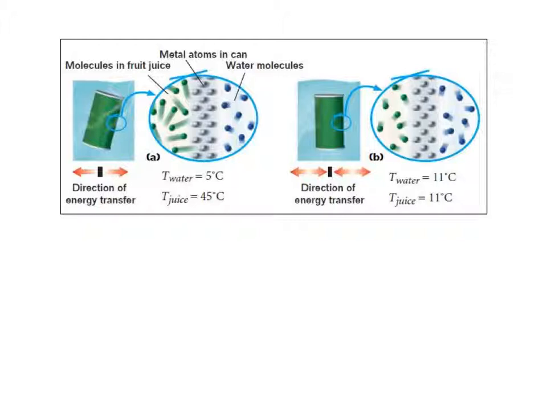The metallic atoms in the can walls vibrate, allowing heat to transfer via conduction and convection. I'll talk about those soon. So the molecules in the can vibrate, allowing heat to flow out of the can into the ice. When the heat flows out, the can of juice cools down. It cools from 45 degrees Celsius all the way down to 11 degrees Celsius. Well, what happens to the ice water? It can't just sit there. It needs to absorb the heat. So it goes from 5 degrees Celsius up to 11 degrees Celsius.